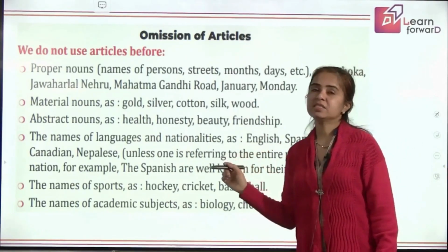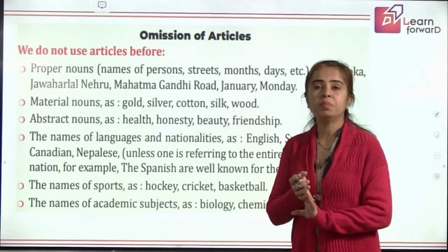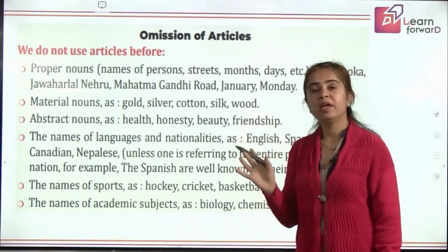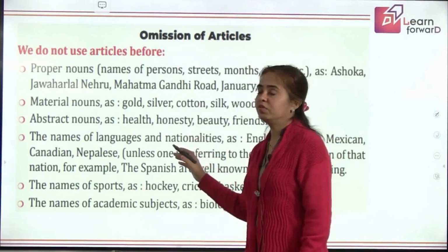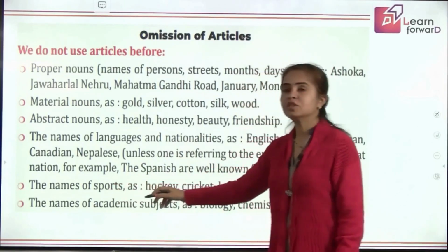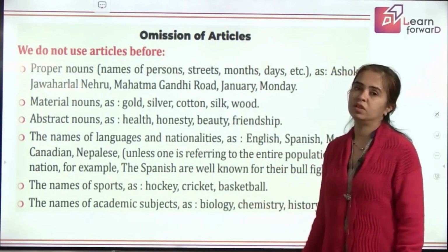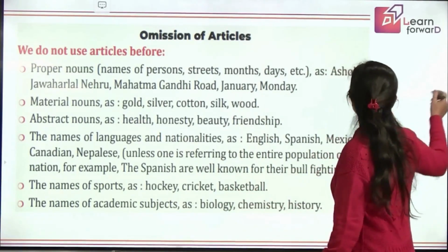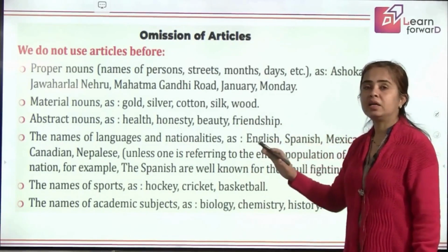But yes, if I am talking about the entire community, like all the people there, like we said the Canadian, that means we are talking about every Canadian there as a whole. Only in that case will we be using the. The names of sports and the names of subjects, we do not use the with them. Right? We do not use any article with them actually. So these are the points you have to remember about when the article is omitted.